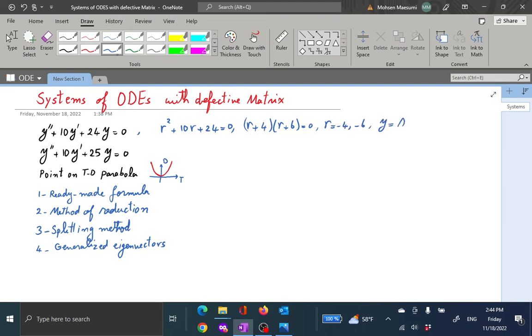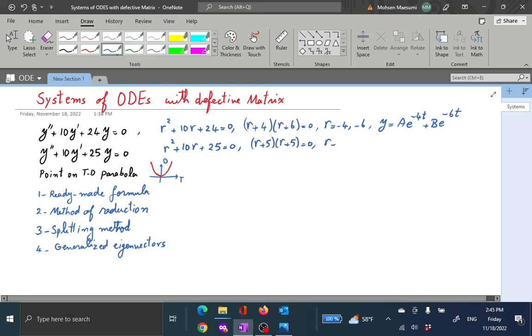y is equal to some number times exponential of minus 4t, plus some number times exponential of minus 6t. So that was easy enough. Now we look at the following rather puzzling situation. In the second equation, all that I have done, instead of 24, I have 25. And what happens is that our factors become the same. So our roots become the same.